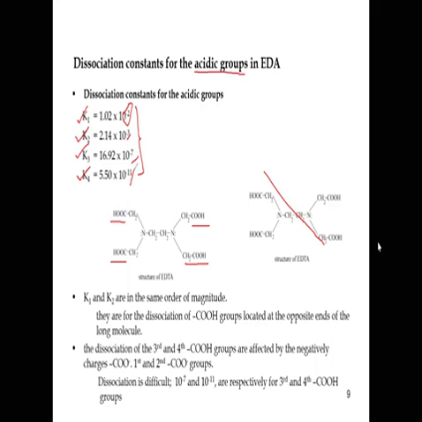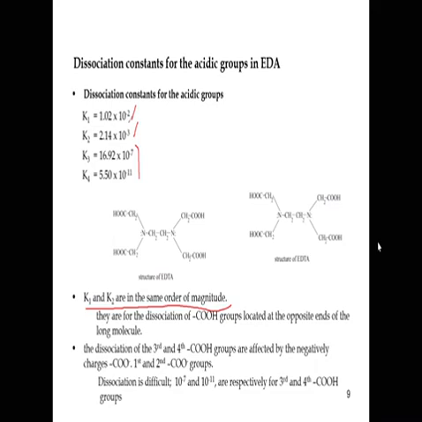Now let's see which is K1, which is K2. This is the way you assign K1 to K4 to the 4 acidic groups here. Look at here, K1 and K2 are in the same order of magnitude, minus 2, minus 3. But these are different from K3 and K4, because they are minus 7, minus 11. These two are sort of in the same order.